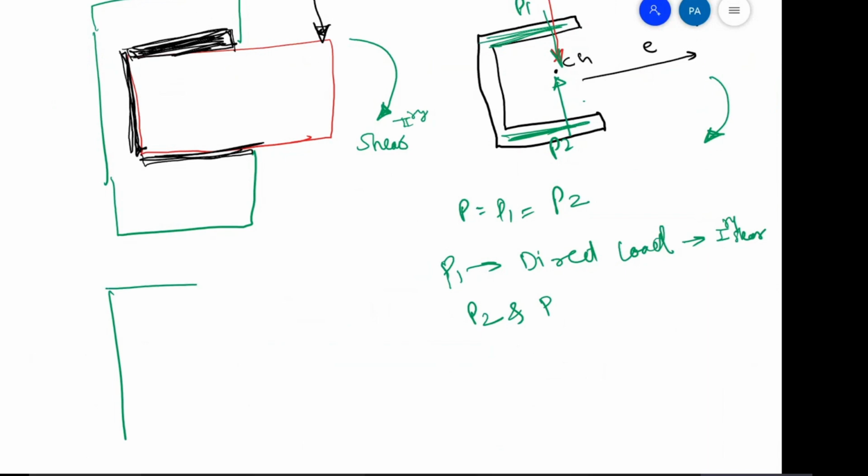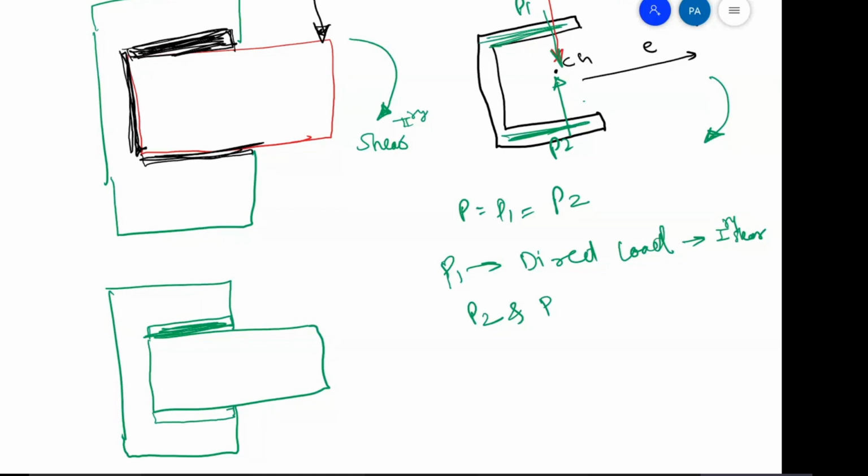Let me take the case of shear, exclusively shear. So these are the two plates, and they are welded here. They are welded here. And another welding is here, which we cannot see from the top, but I am drawing it here because this welding will be from the bottom.